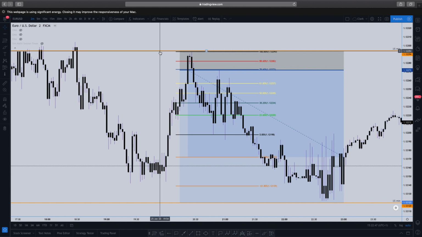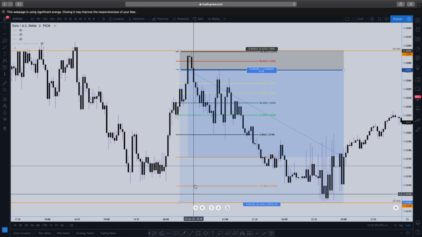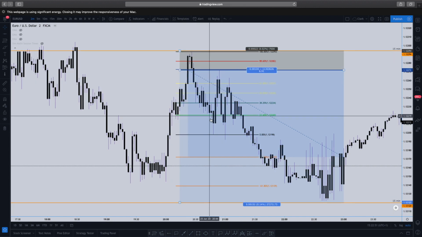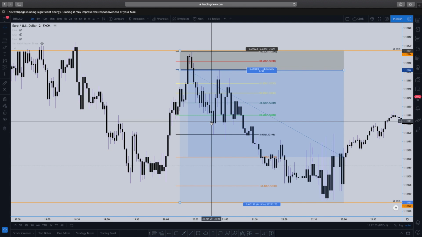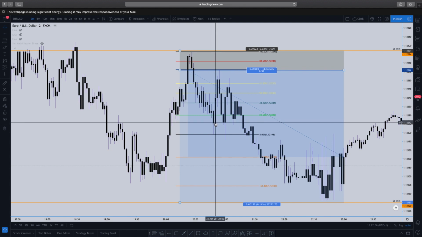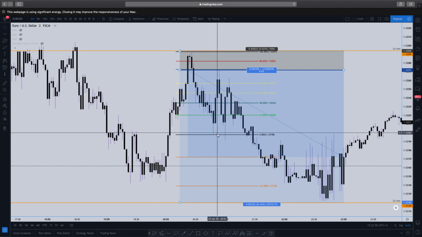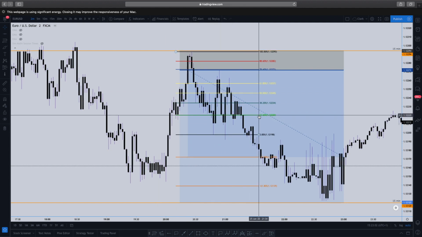We have that resistance, we have that support. We have that sharp move down where we've seen the momentum shift. We've seen the direction the market wants to go. We drop our fib here. Once the price goes back past this green area, 23.6, we know the fib is valid.